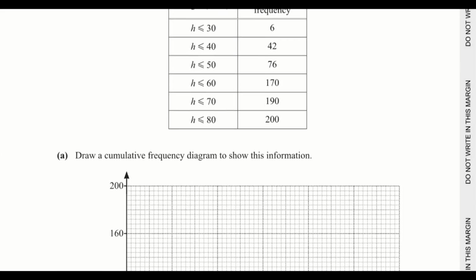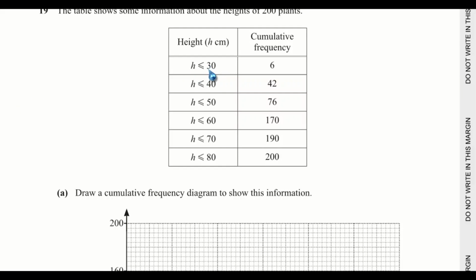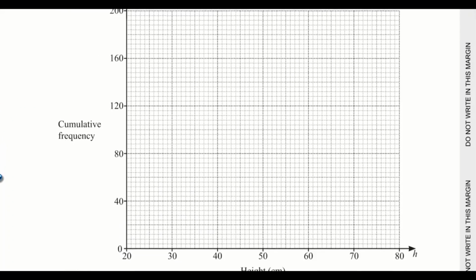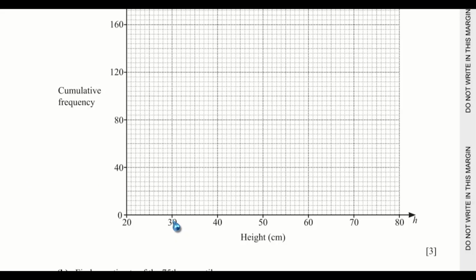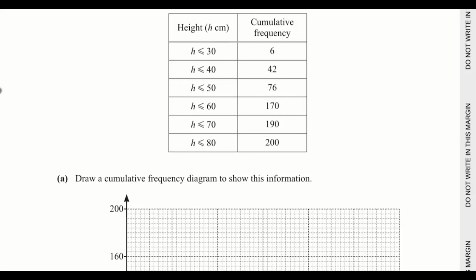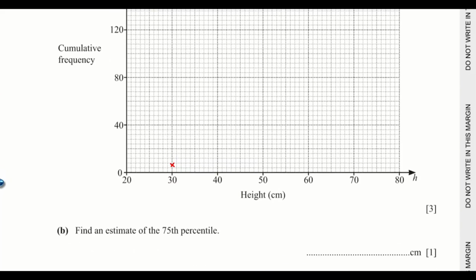So let's go to the first one here. When the height is 30, the cumulative frequency is 6. So this will be 4, then 6 will be the middle here. Then the next one is when the height is 40, we have 40 against 42. So this is 40, so 42 will be the middle here.